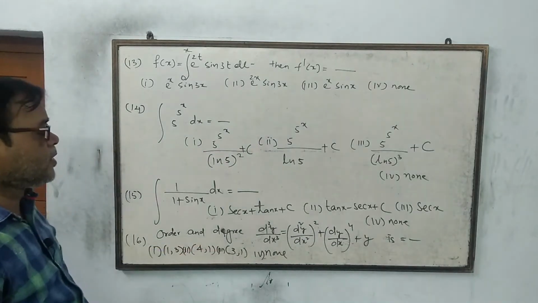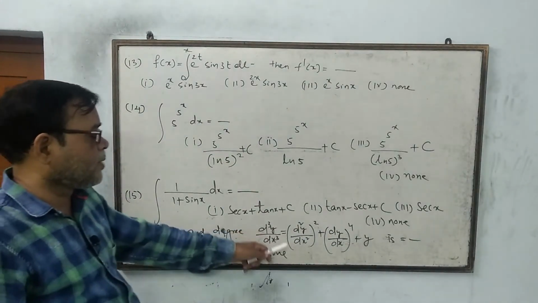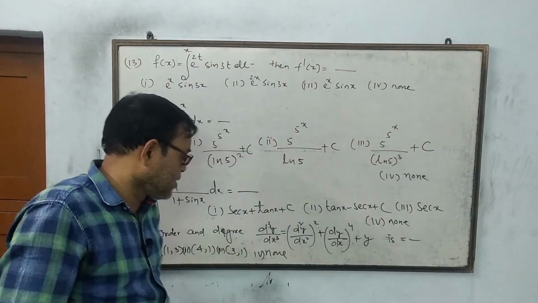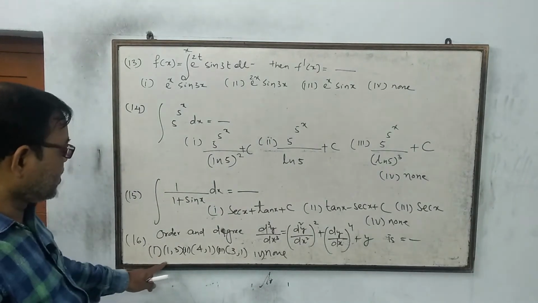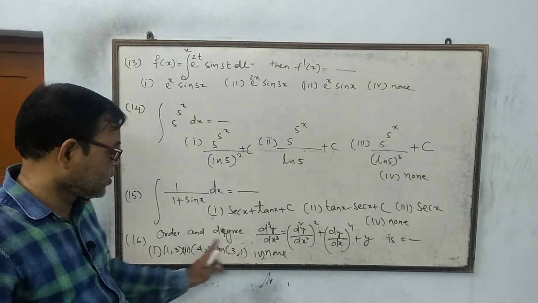The order and degree of the differential equation: d cube y by dx cube is equal to d square y by dx square whole square plus dy by dx whole fourth plus y is dash. Option 1: 1, 3; 2: 4, 1; 3: 3, 1; 4: none of these. Order and degree.